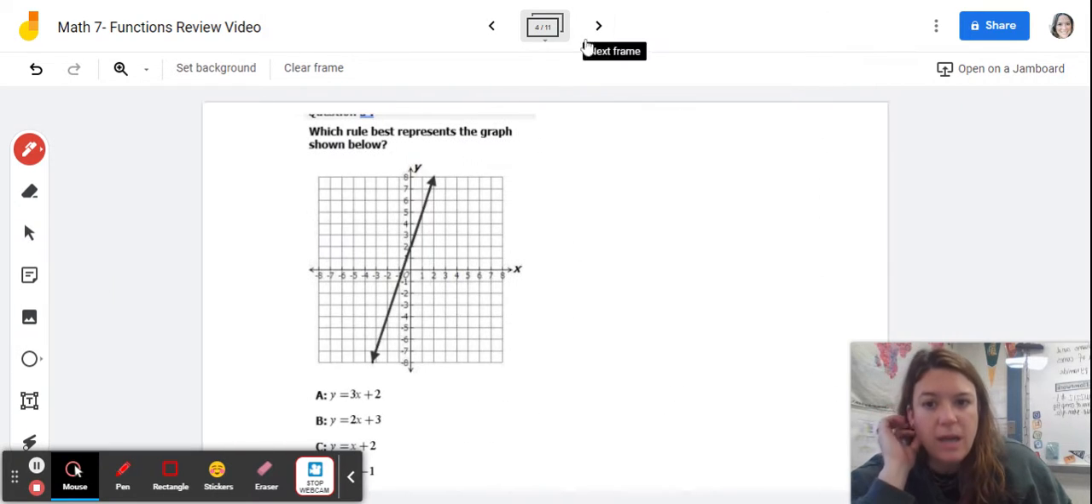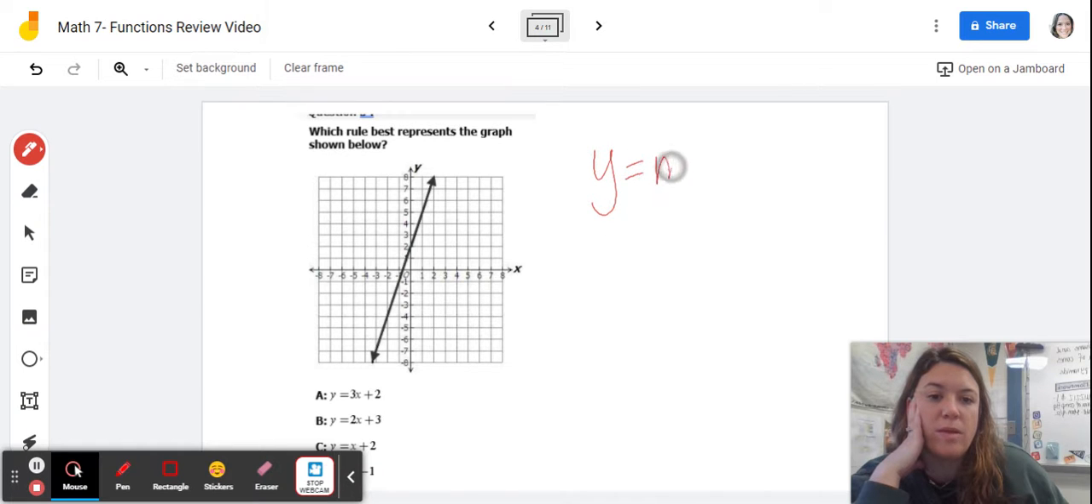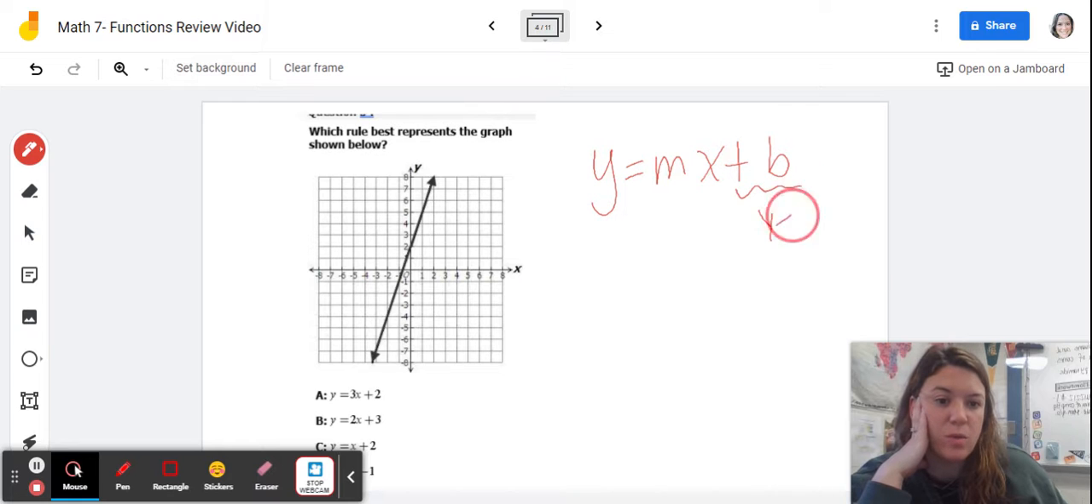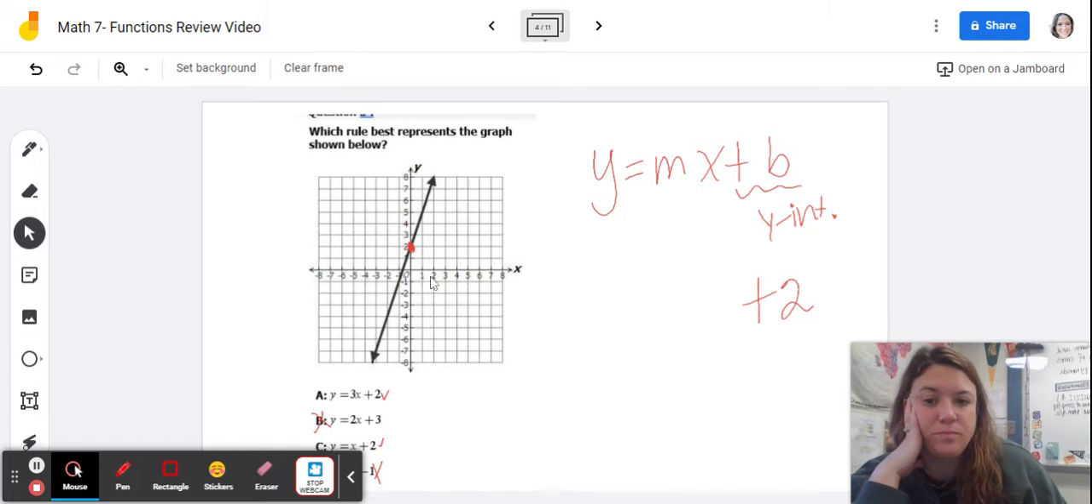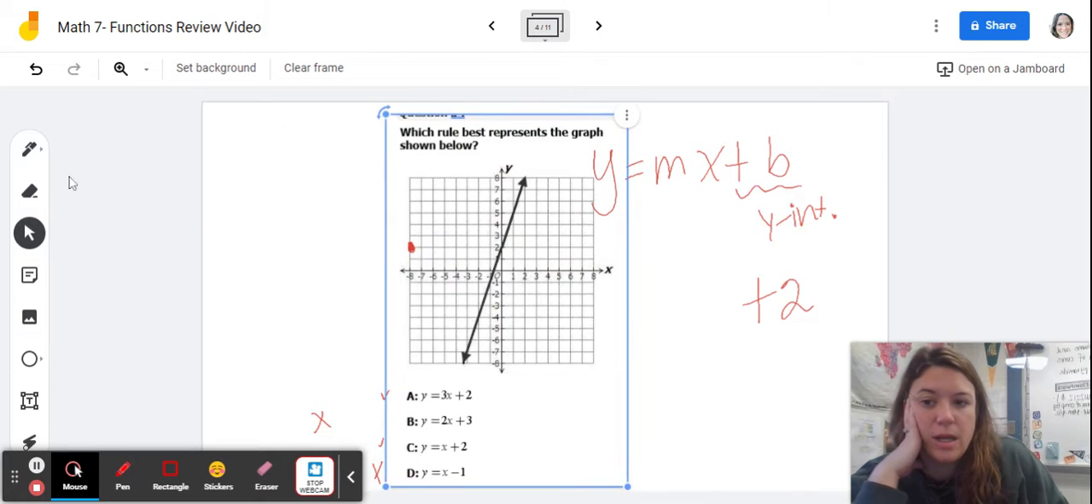All right, question 3. Which rule best describes... okay, so this is remembering this formula or this equation, y equals mx plus b. The plus b is the y-intercept. That's where this line crosses the y-axis, which is right there, which means it's at +2. So I know my equation has to end with a +2. And this one does, this one doesn't, can't be B. This one does, and this one doesn't. So I'm looking at A or C. Let me pull it over here a little bit.